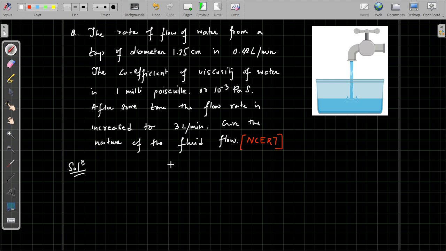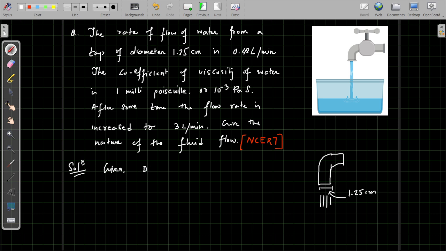So in order to do this, let us first visualize the problem. As you can see, there is a tap and the water is flowing through it. So what is given to us? It is given that the flow of water is from a tap of diameter 1.25 centimeter. So if this is the tap here, this diameter is given to us as 1.25 cm. The flow is 0.48 liter per minute, which means the volume of water coming out from here per minute is 0.48 liter.